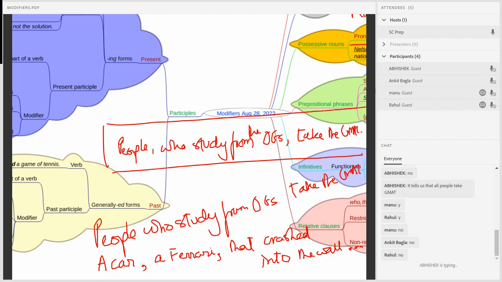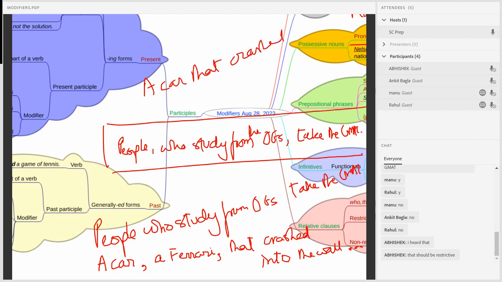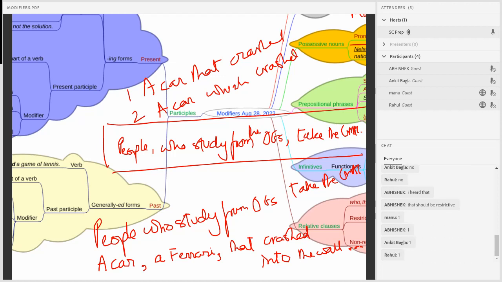Okay, now let's take a quick look. Hang on, let's see this. A car that crashed, right? Without the Ferrari bit. A car that crashed versus a car which crashed. Okay, Abhishek is saying he's come across this somewhere. Let me just ask you guys, tell me which one sounds better, the first one or the second one? Okay, Manu's going for the first one. Abhishek, everyone's going for the first one, right?